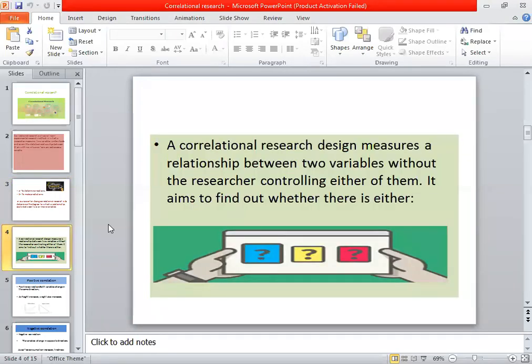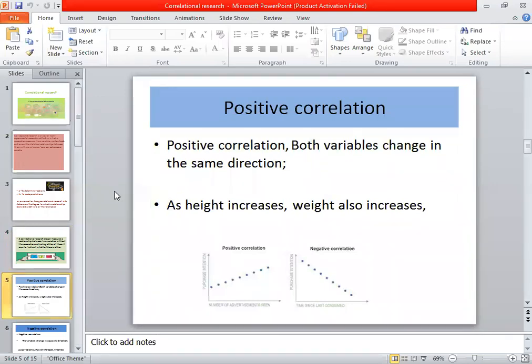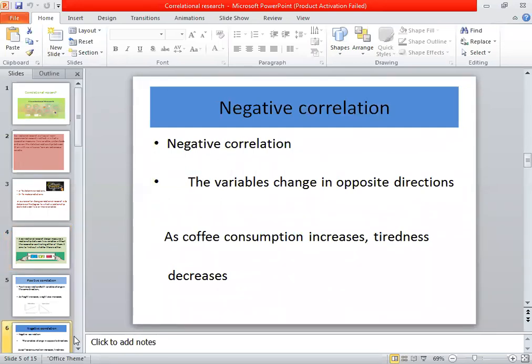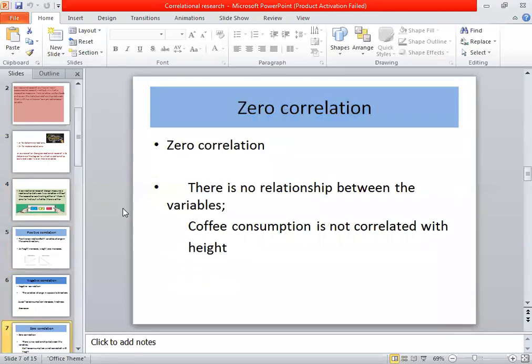Now, if you look here, a correlational research design measures a relationship between two variables without the researcher controlling either of them. The researcher is not entrusted to control the variables. For you to understand, if we are conducting the research, we as researchers would not control either of the variables in the research, and it aims to find out whether there is a positive relationship between the variables, a negative relationship between the variables, or a zero correlation between the variables.